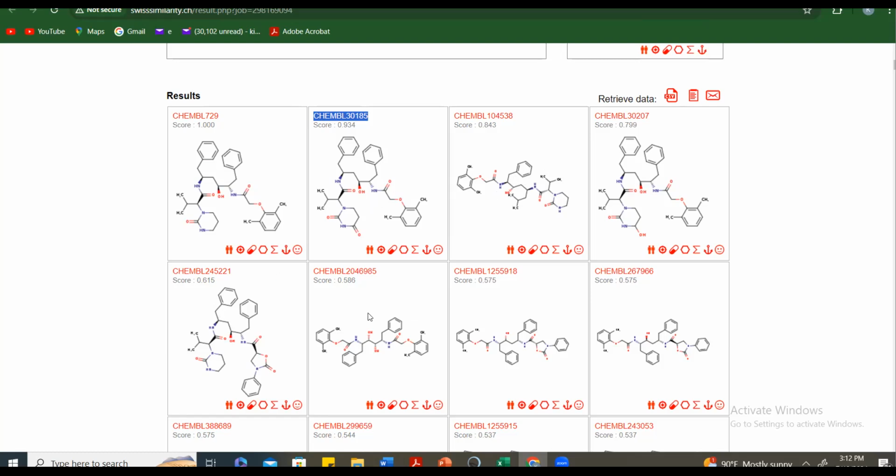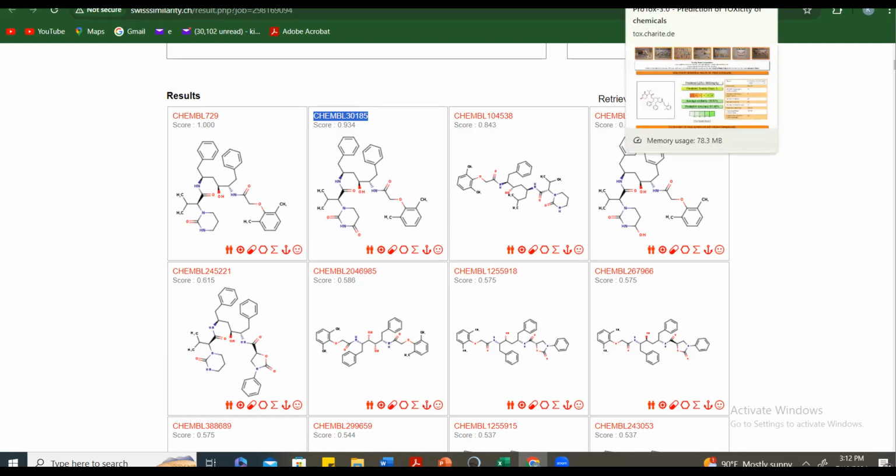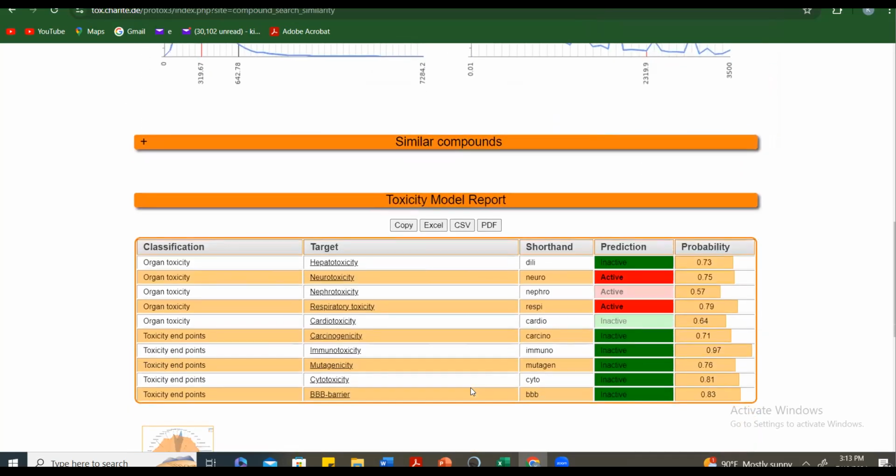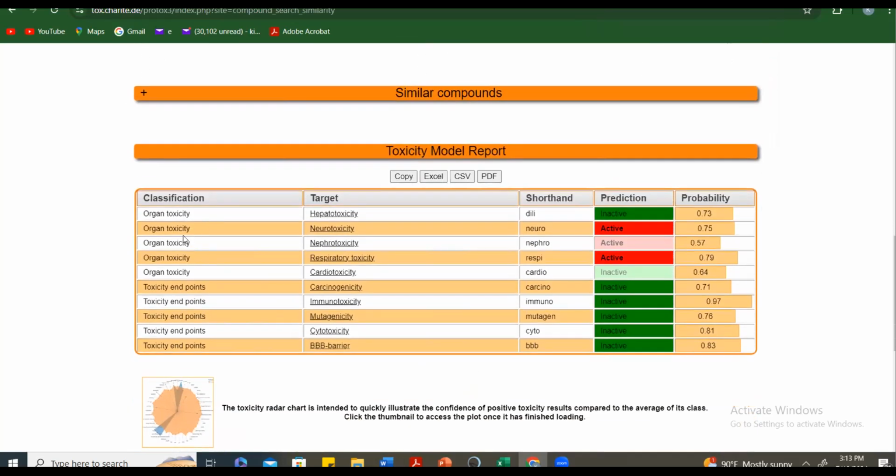Do the molecular docking, give me the docking score, give me the interaction plot, and give me the prediction. What's the prediction of each of them for organ toxicity? Just do organ, don't do the rest. Just for the organs: hepato, nephro, respiratory, and cardiotoxicity. Is it clear?